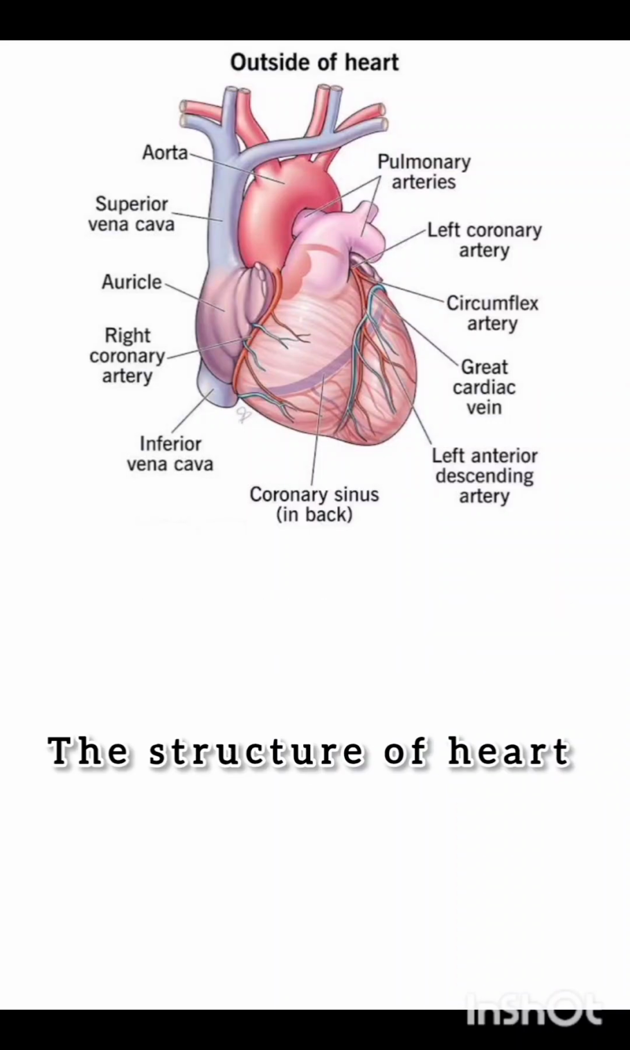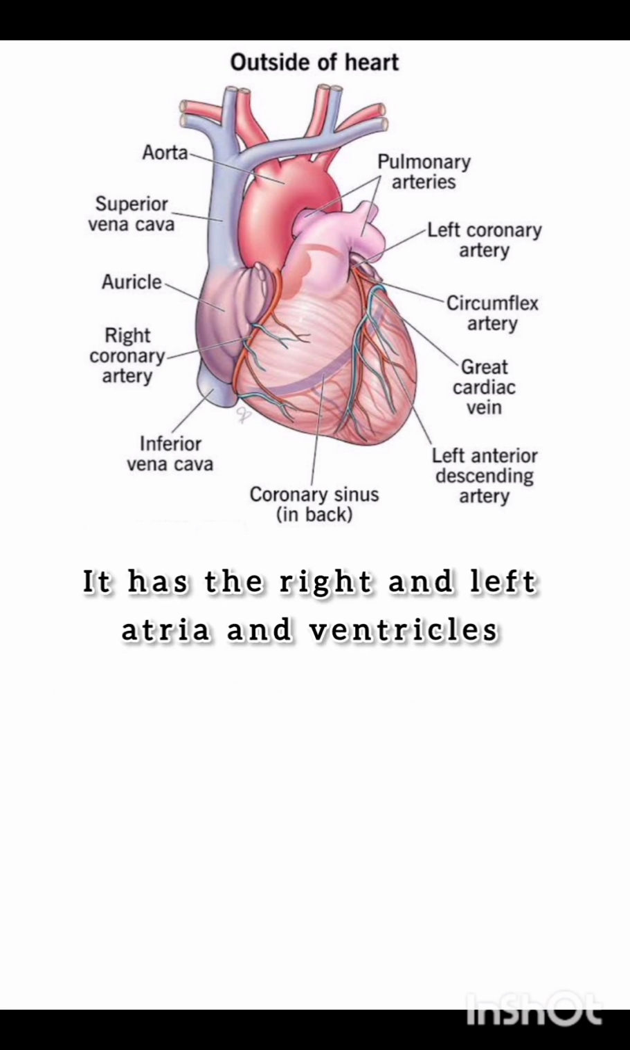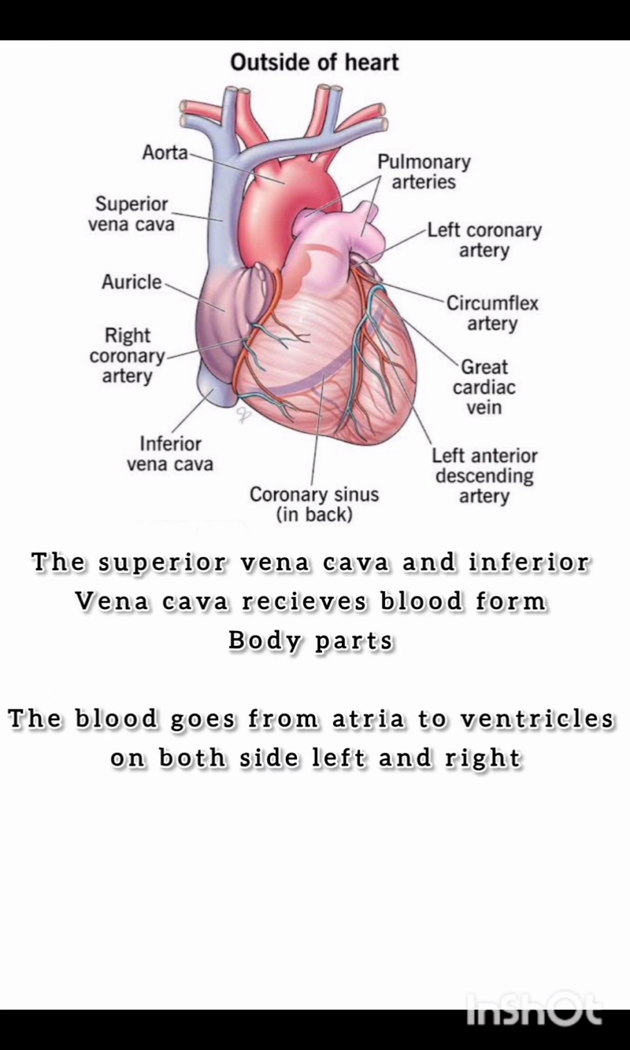Let's talk about the structure of the heart. It is mainly made of the superior vena cava and inferior vena cava. The heart also has the right and left atria and ventricles. The superior vena cava and inferior vena cava receive blood from body parts. The blood goes from atria to ventricles on both sides, left and right.